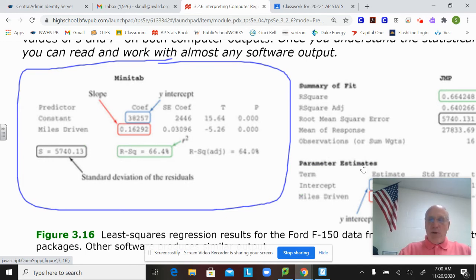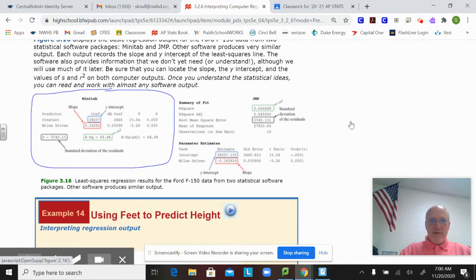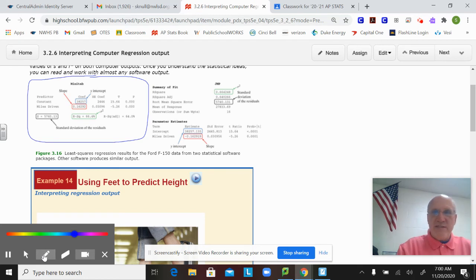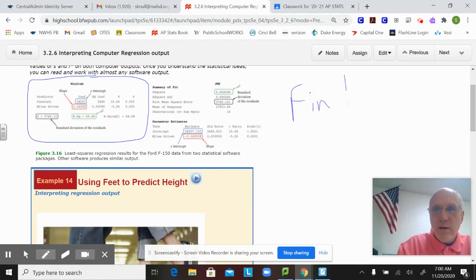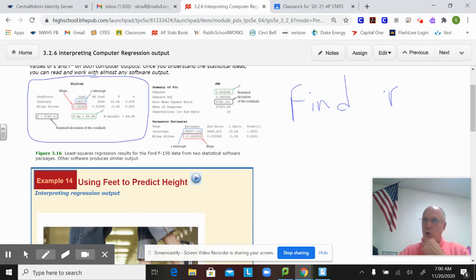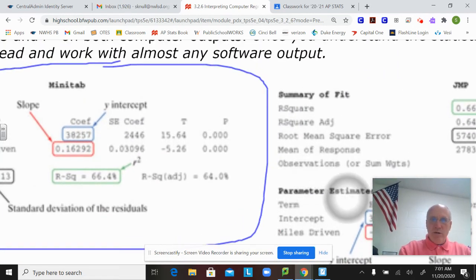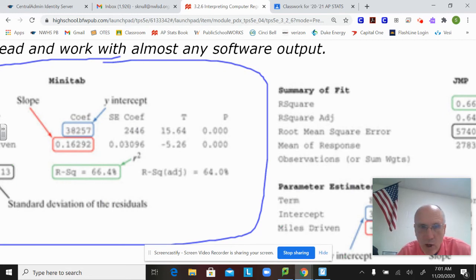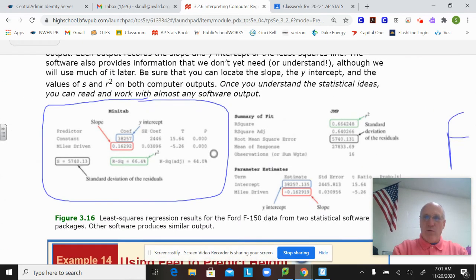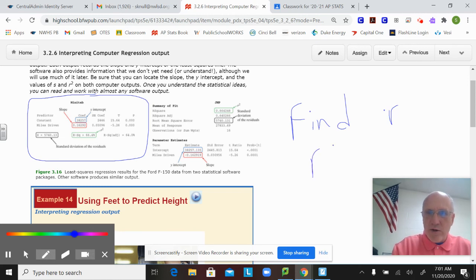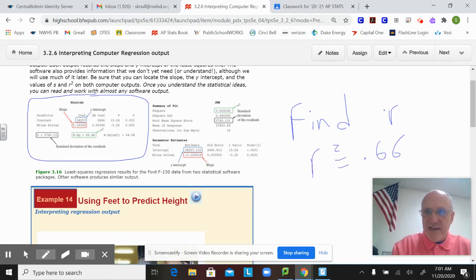The one thing that shows up also here that is interesting is, what if this said find R? What if it wanted the correlation coefficient? Well, let me go back to my table here. You'll notice that this table did not give me R, but it gave me R squared. R squared was 66.4%, so R squared is 0.664.